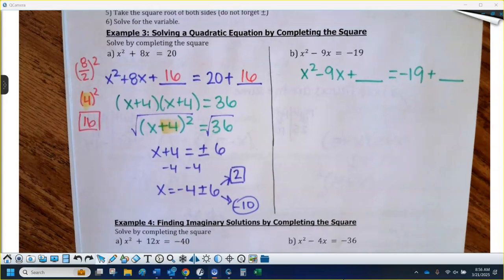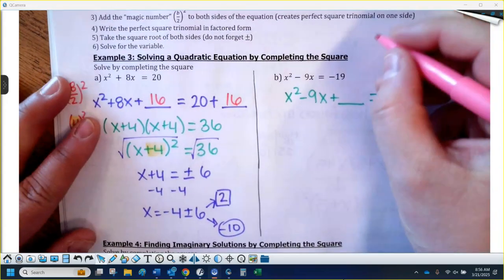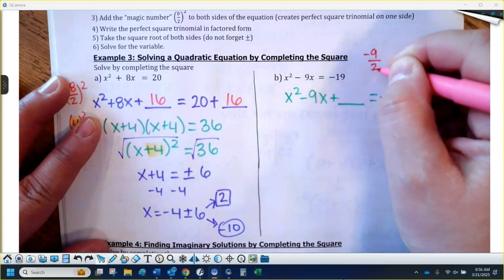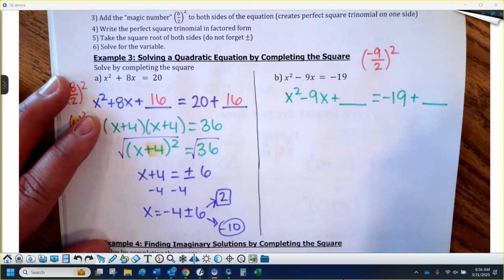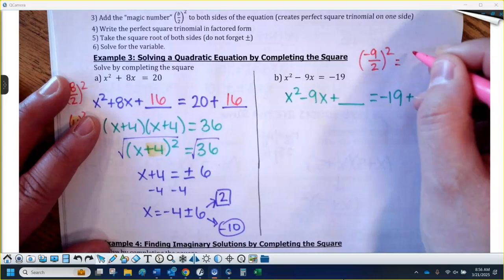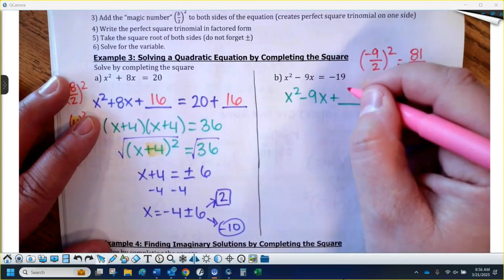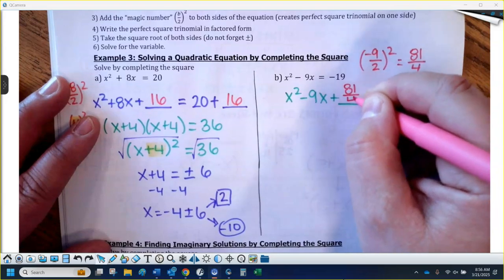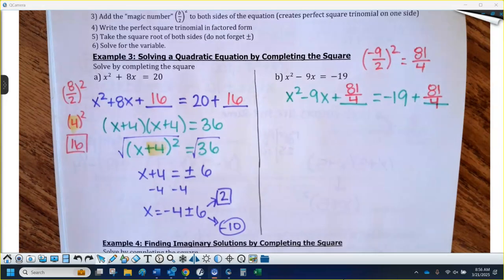So here's what I'm going to do. I'm going to take my b value, and I'm not going to lie to you, we're going to use fractions on this. My b value is negative 9 divided by 2. We're going to square that. Okay, can't simplify it. So this is what I'm going to square. When I do that, I'm going to get positive 81 over 4. So I'm going to have 81 over 4 on both sides.